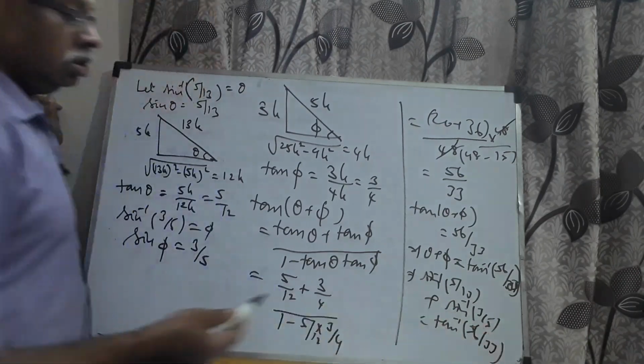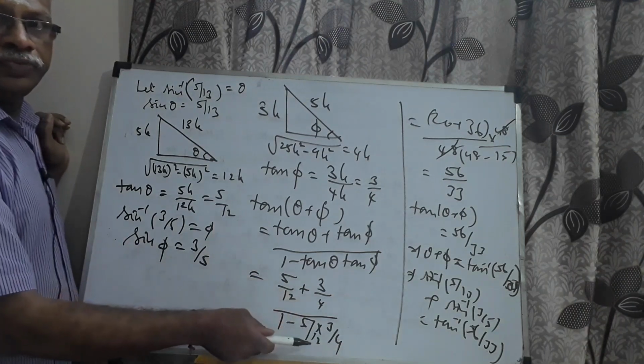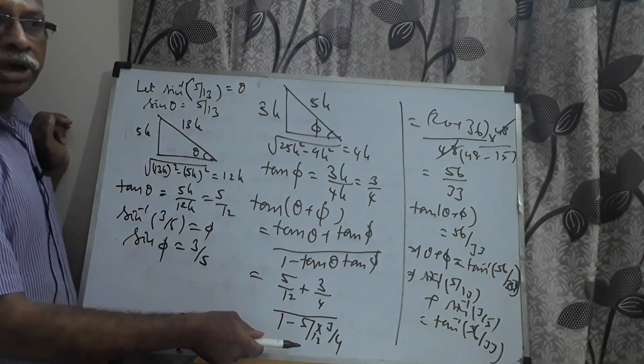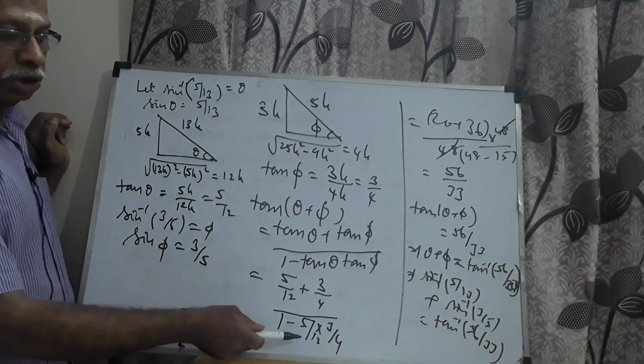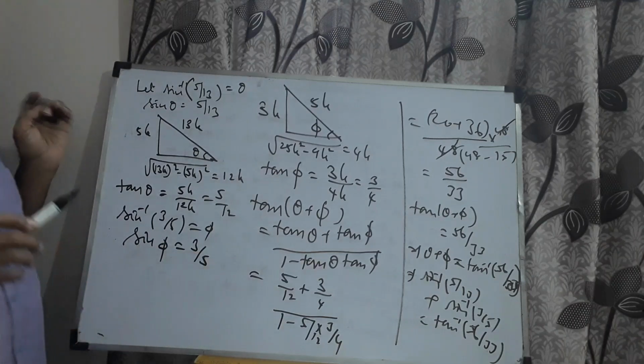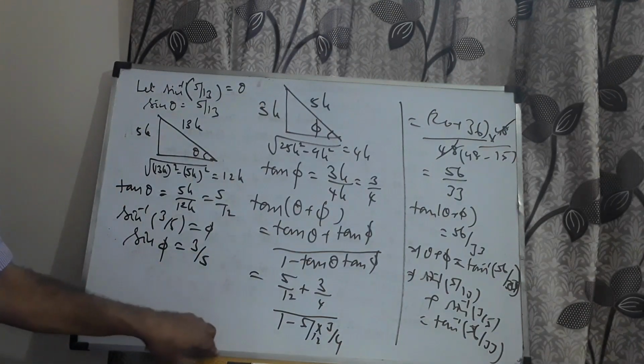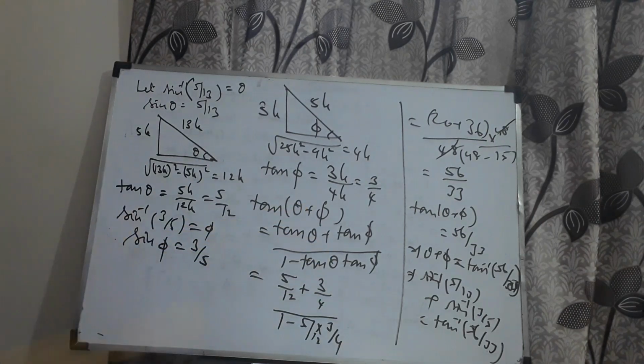This rule is meaningful whenever this product is less than 1. Tan inverse x plus tan inverse y. The formula is meaningful when, of course, sorry, I am using only the tan a plus b formula here. I am not using tan inverse x plus tan inverse y. Sorry, I am using only the tan a plus b formula.